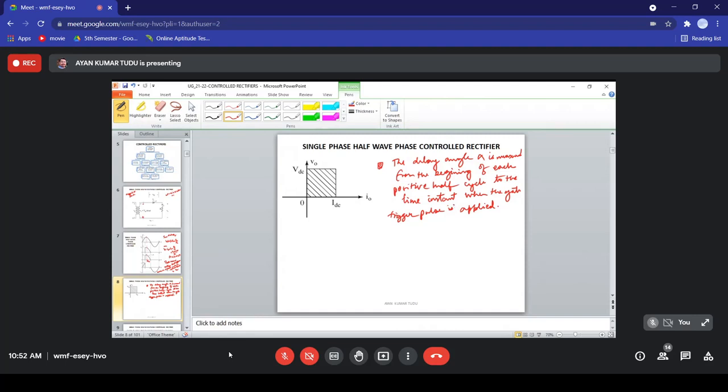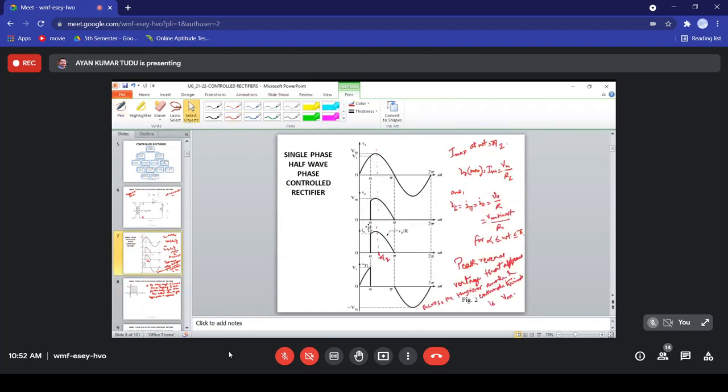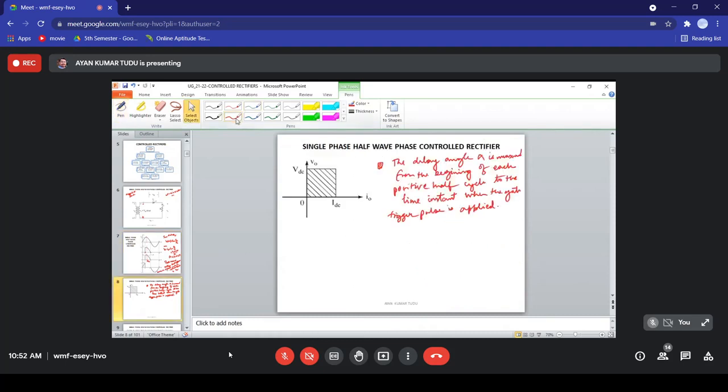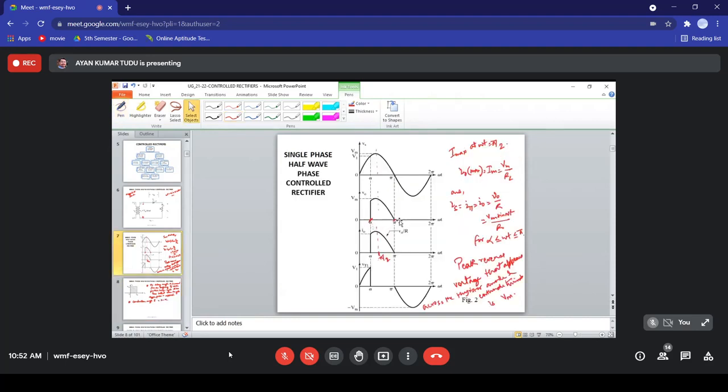So the thyristor conduction angle is from alpha to pi. If we are to write the conduction angle of the thyristor, which is denoted by the symbol delta, the conduction angle will be equal to pi minus alpha, because the thyristor conducts from alpha to pi. So what we can easily write is that the maximum conduction angle is up to pi.